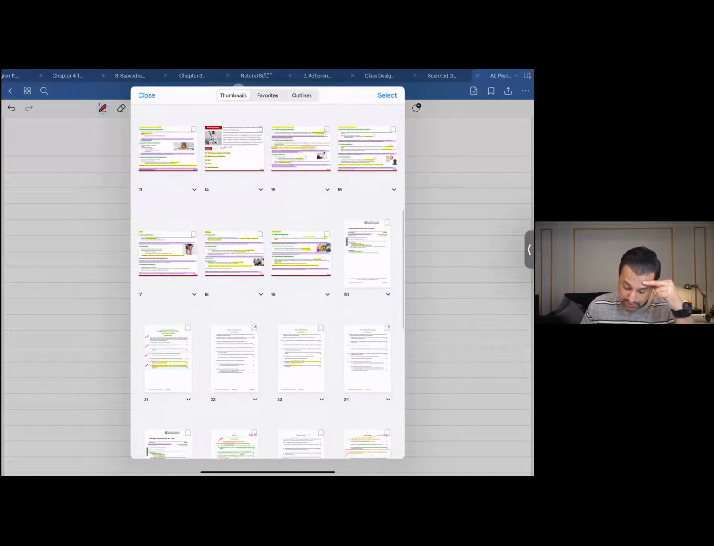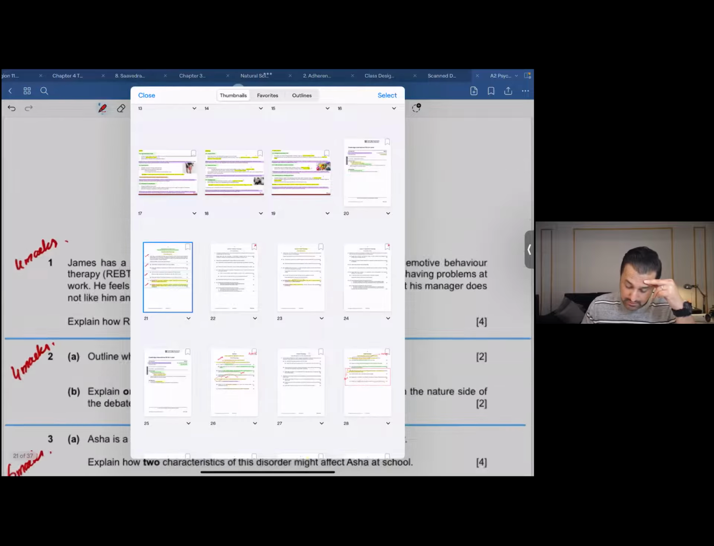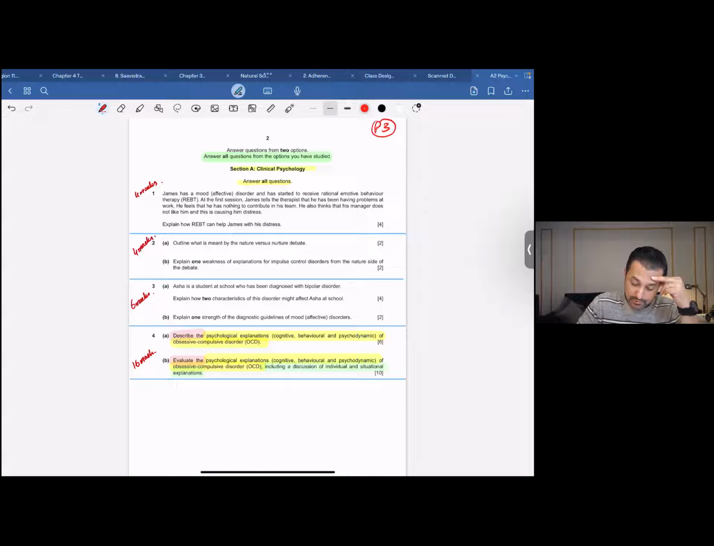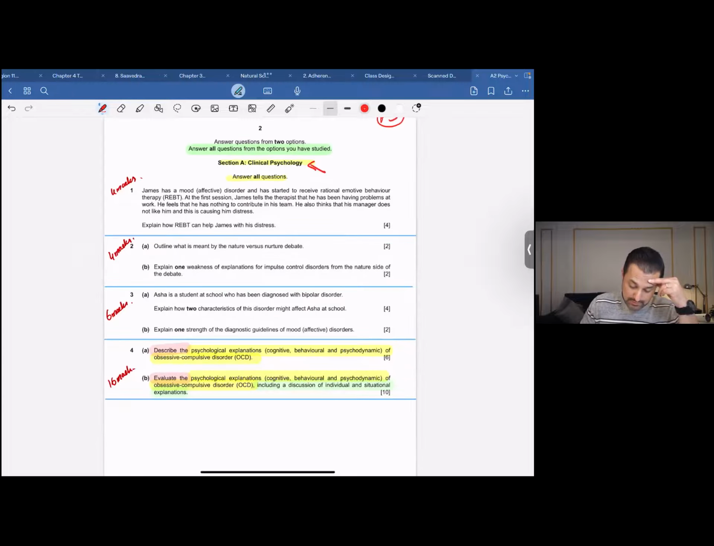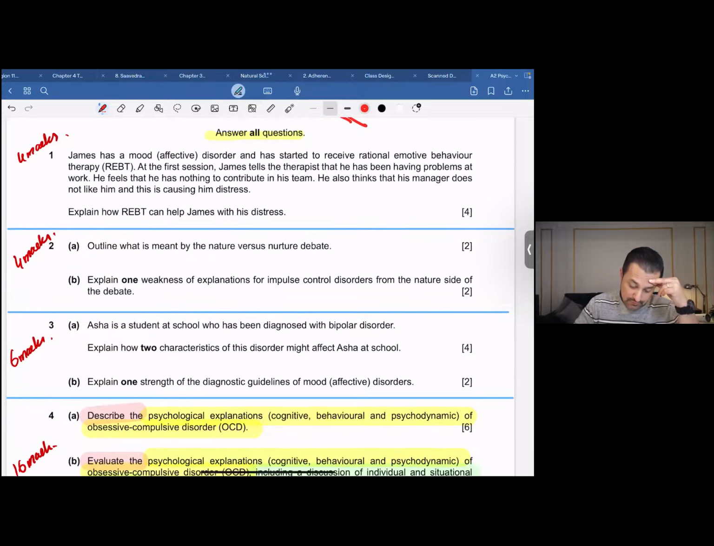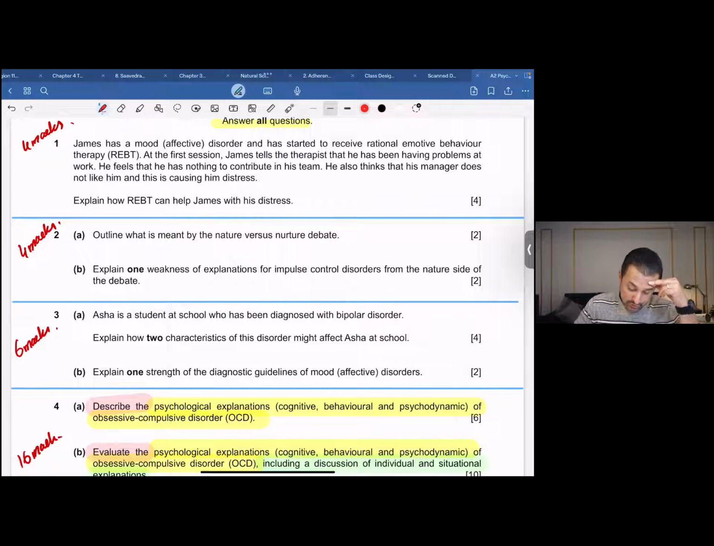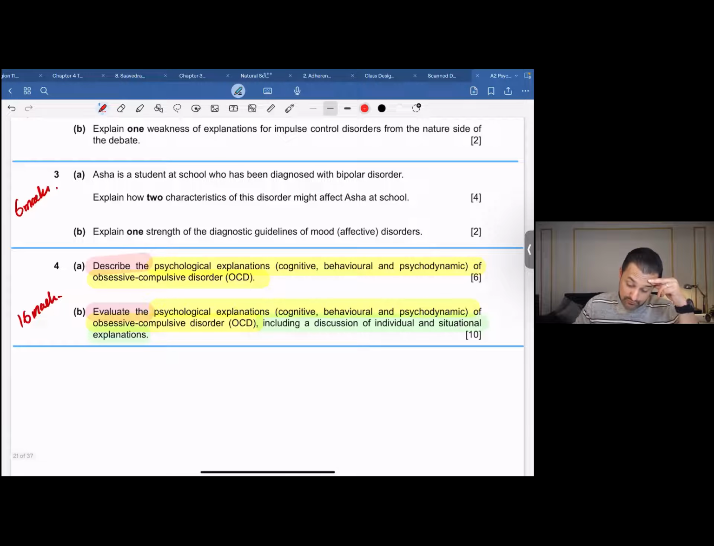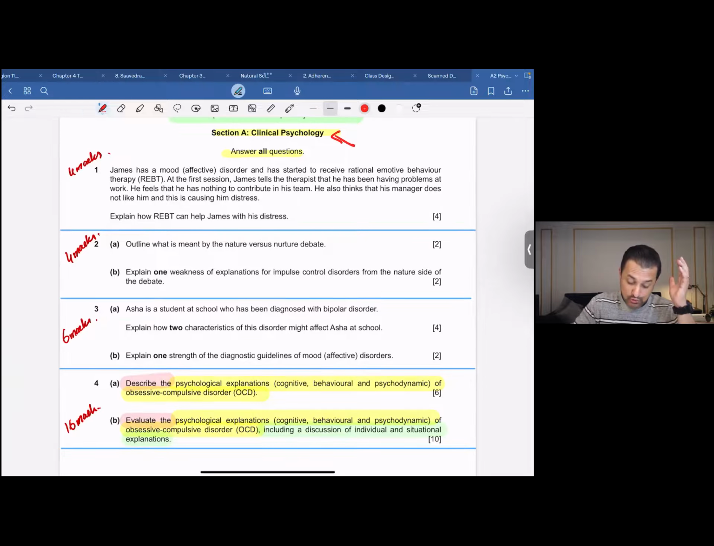If I pick up questions from this part, this is paper 3. I've opened up paper 3 and the clinical psychology part. Question number 1 is on mood and affective disorders, and question number 3 is on mood and affective disorders too. Question number 4 is on OCD. So in paper 3 for clinical psychology, you are being tested on mood or affective disorders and on OCD.